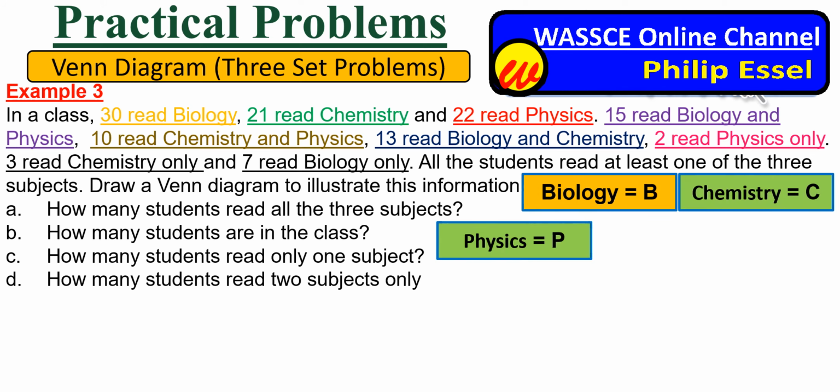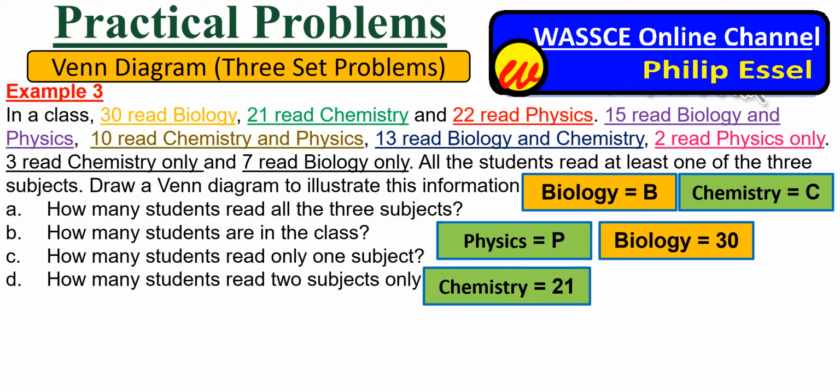We are then told that 30 of the students read biology. So let's write this information down. 21 of these students read chemistry. So let's write this down. 22 of these students read physics. So we'll write this also down.